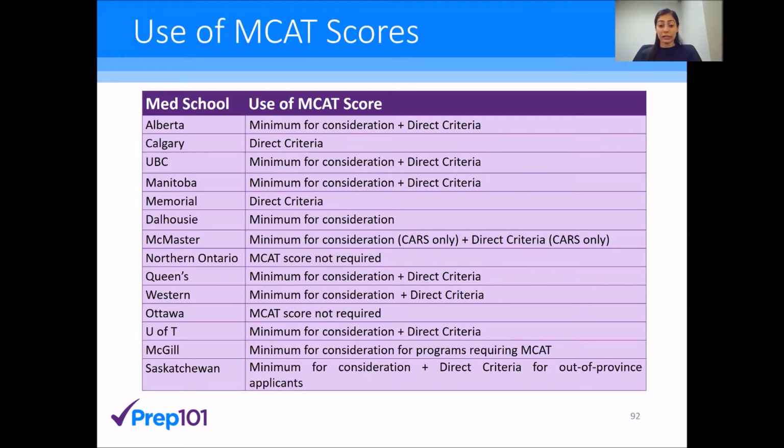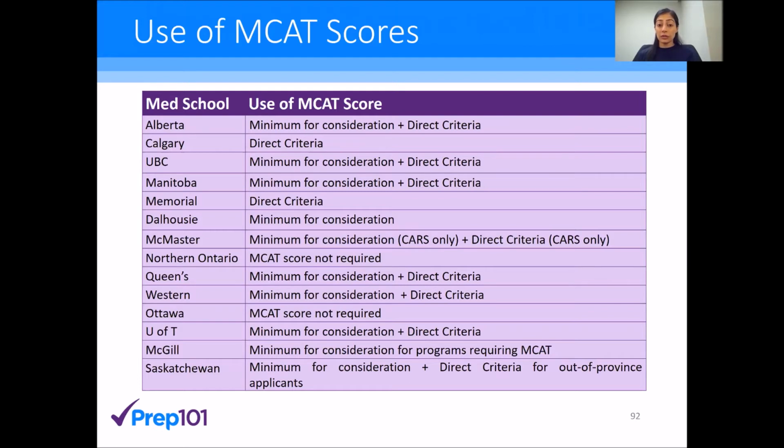If you want to get this information, you definitely can. You have access to the same information that we had access to when we were creating this list. What you have to do is go to the admissions website for each of the schools that you're interested in and look at the section that's talking about admissions and specifically the MCAT score and what kind of a role it plays in admissions. Okay.